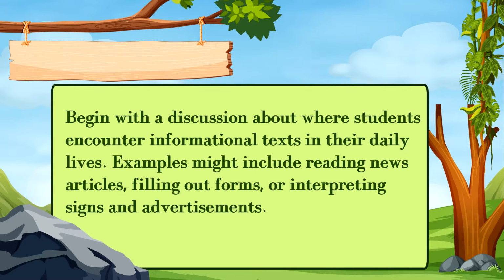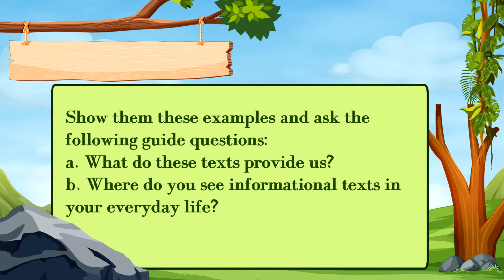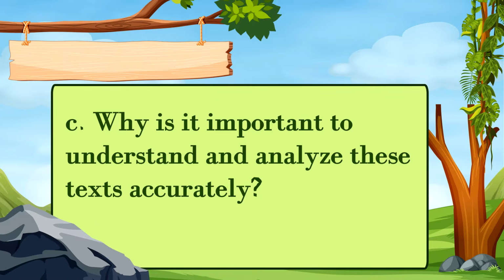Begin with a discussion about where students encounter informational texts in their daily lives. You can ask them questions. Examples might include reading news articles, filling out forms, or interpreting signs and advertisements. Show them these examples and ask the following guide questions. What do these texts provide us? Where do you see informational texts in your everyday life? Why is it important to understand and analyze these texts accurately?